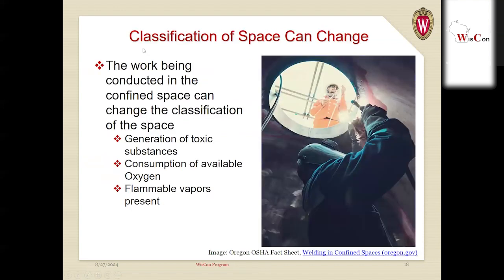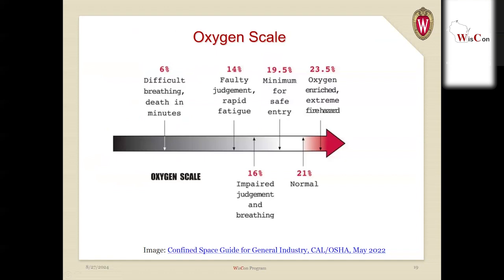One of the other things to note is that the classification of a space can change. And so this happens when the work being conducted in the confined space changes classification due to the generation of sudden toxic substances. Maybe there is combustion of available oxygen or flammable vapors that do happen to be present. And when we're thinking about those atmospheric changes or conditions, oxygen is one of the ones that we think of most often. And so what we're looking at here is really understanding oxygen enrichment and deficiency.